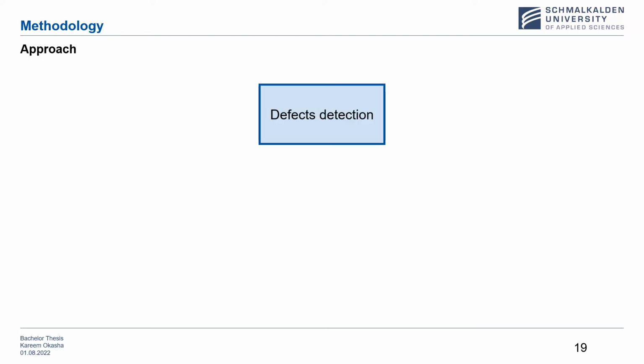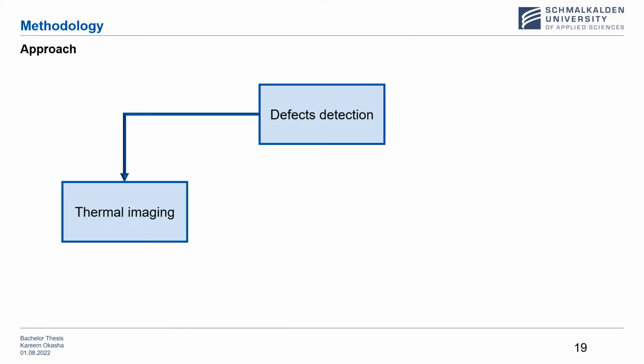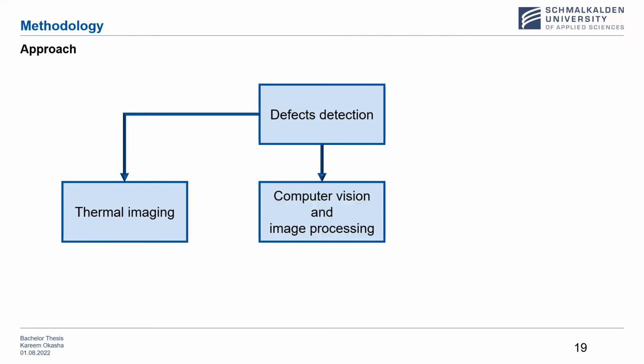In order to be able to detect these defects, three approaches can be taken. The first one is thermal imaging, and as mentioned before, this is the approach that was applied in this thesis. Other possible approaches were computer vision and image processing. However, in this approach, a separate training set would be needed for each type of defect, which would add more and more processing power required in order to conduct this approach. And also the variation in the lighting conditions may affect the results.